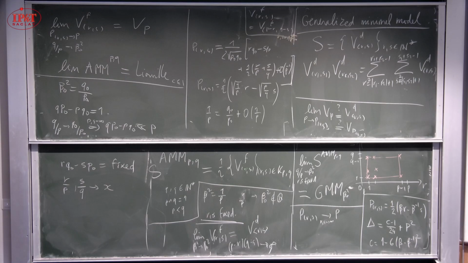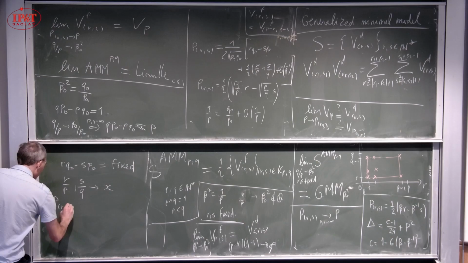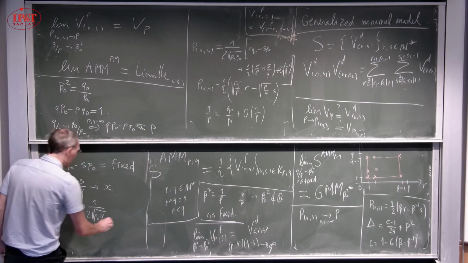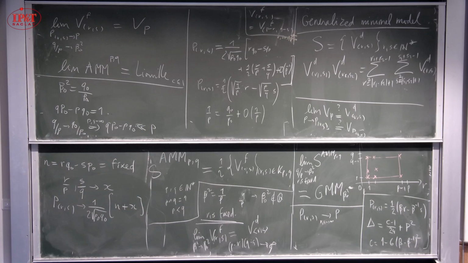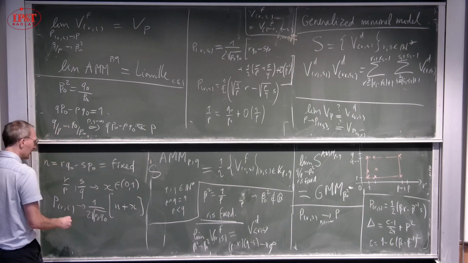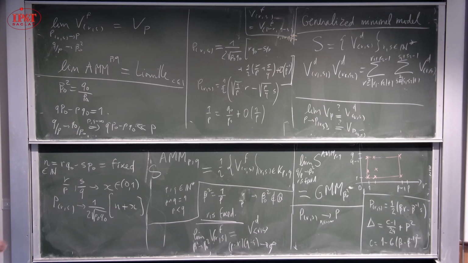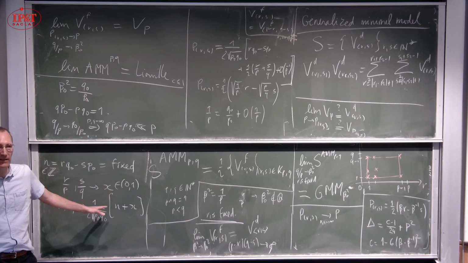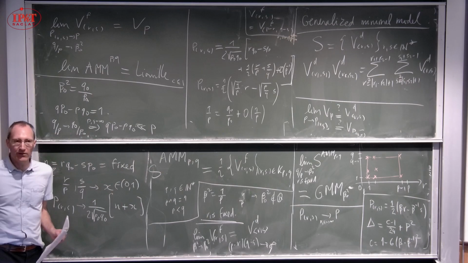So if I do that, the limit of P and S, let me call that N, in the limit is N plus X. Well, X is a number between 0 and 1. N, by definition, is an integer, not necessarily positive. So it looks like I have reconstructed any real number here in a very special, fine-tuned way.